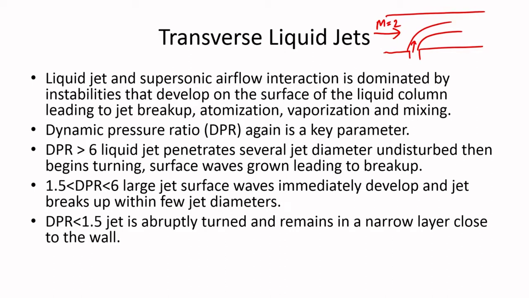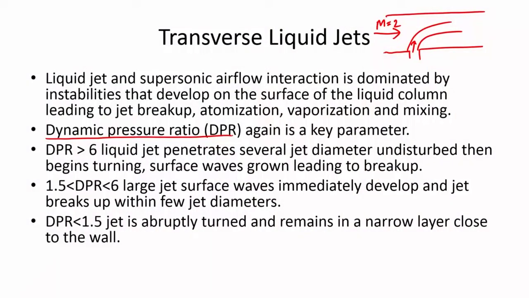Now the liquid jet and the supersonic airflow, because the airflow has to be supersonic since it is a scramjet, will interact in a very complicated manner, and a lot of research effort is underway to understand the different instabilities that develop on the surface of the liquid column. These instabilities are important to understand because ultimately they will lead to the jet breakup, and the air shear can lead to atomization, and then of course once droplets are small enough they can evaporate, and after evaporation the fuel can mix with the air. So, this is the whole thing. It is very important thus to understand how a liquid jet breaks up and atomizes in a supersonic cross flow.